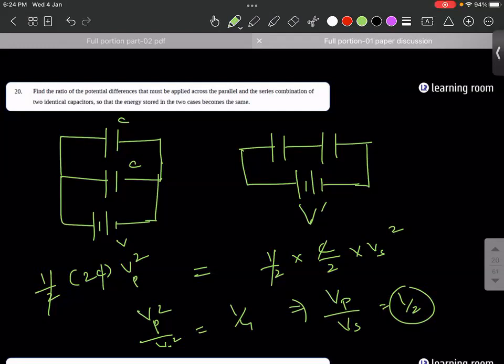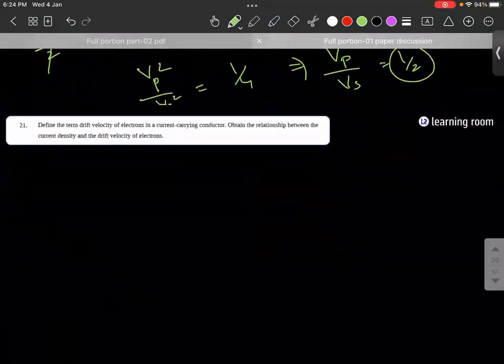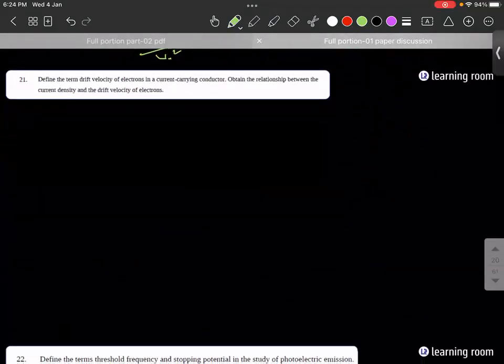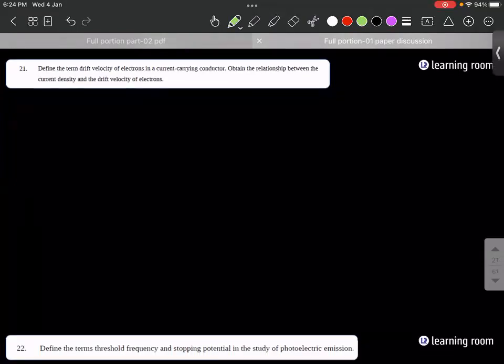Define the term drift velocity and obtain the relation. This is a derivation which I've already explained. See, the derivation part I'm not explaining. You can refer to the video. So, derivation.